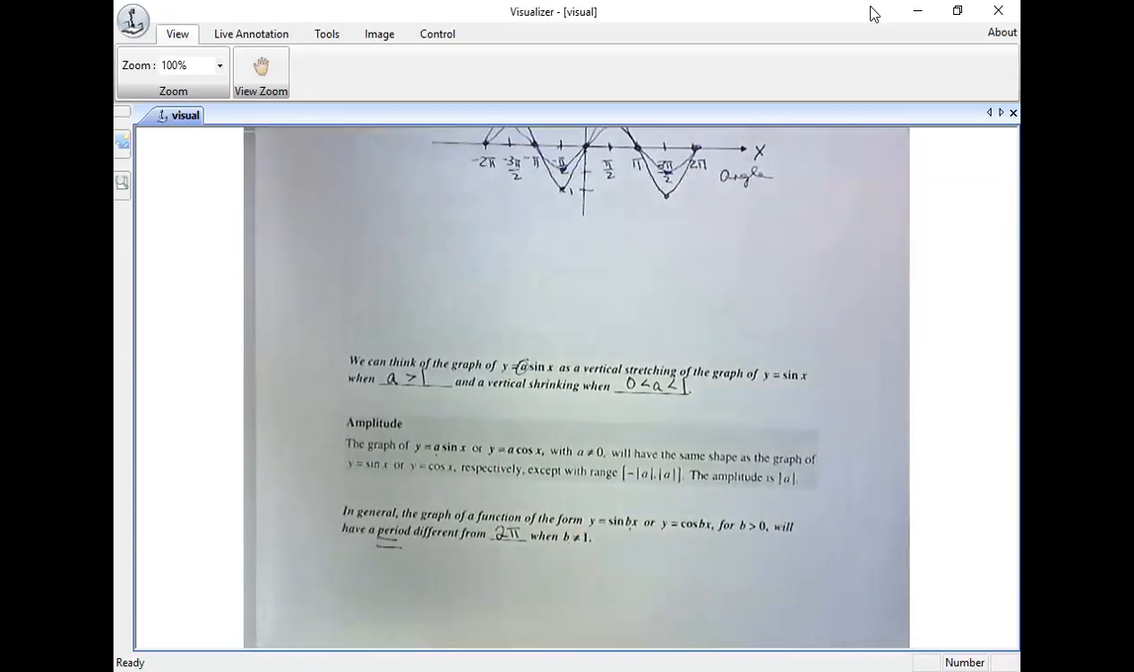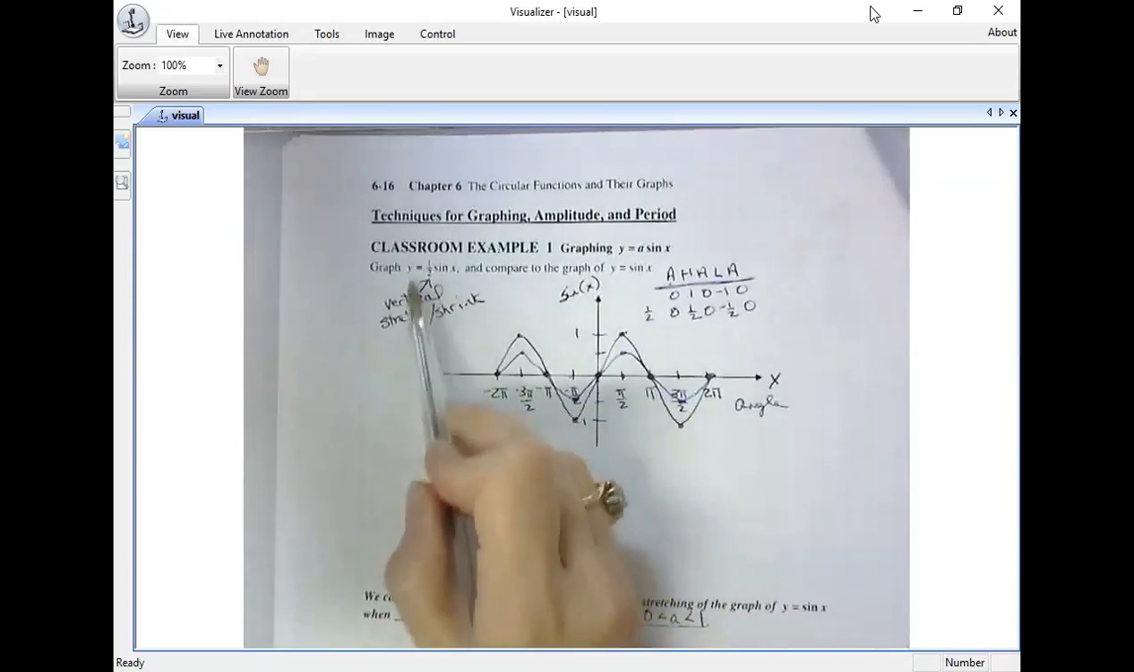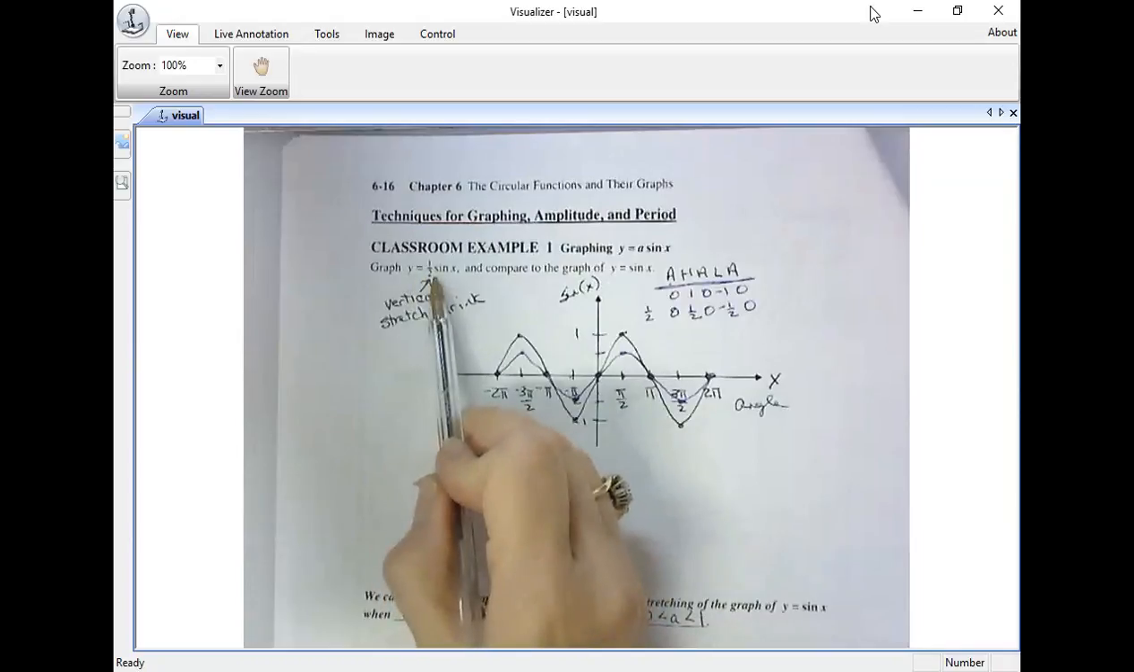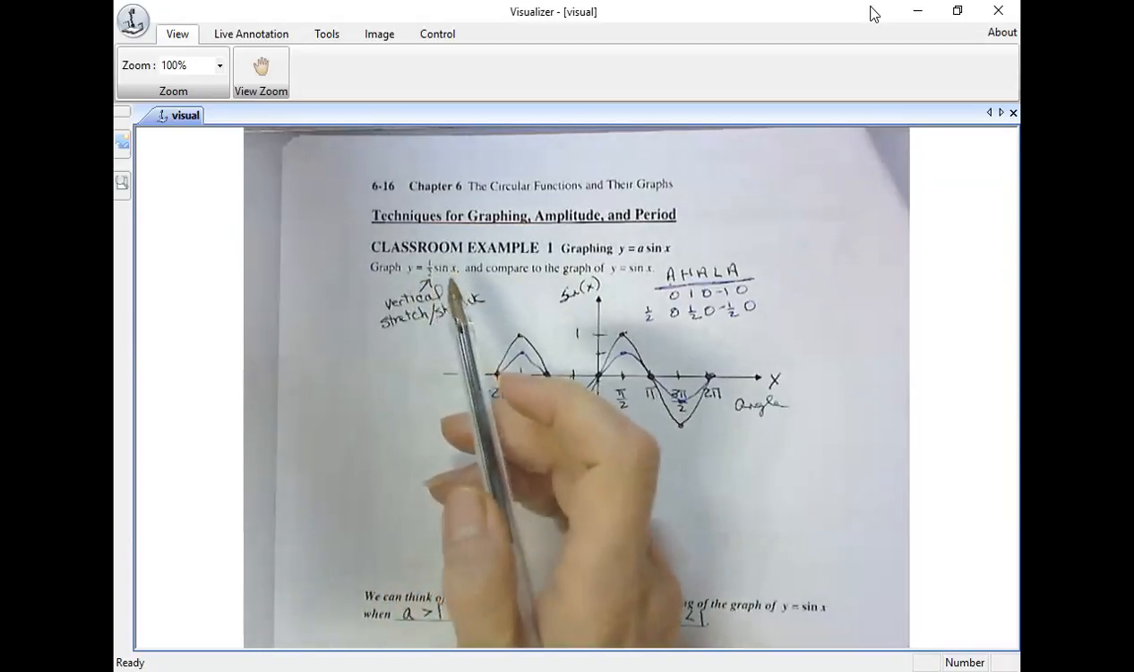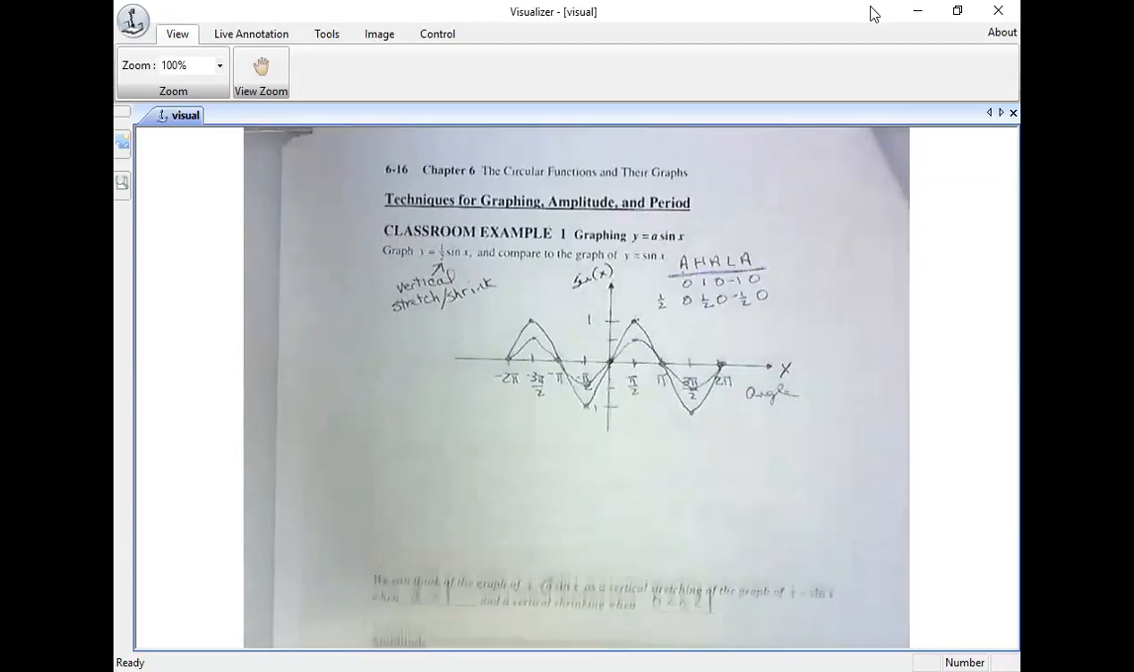So this was the rule for amplitude. Should that be easy for us to deal with? I think it is, as long as you recognize that if it shows up right after the equal sign in front of your function, that's a change in amplitude, okay?